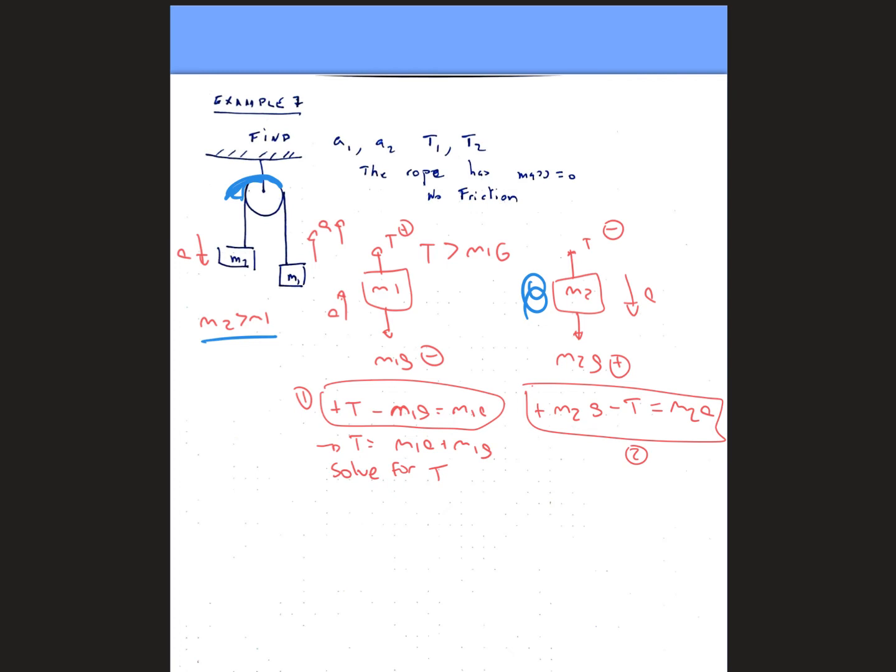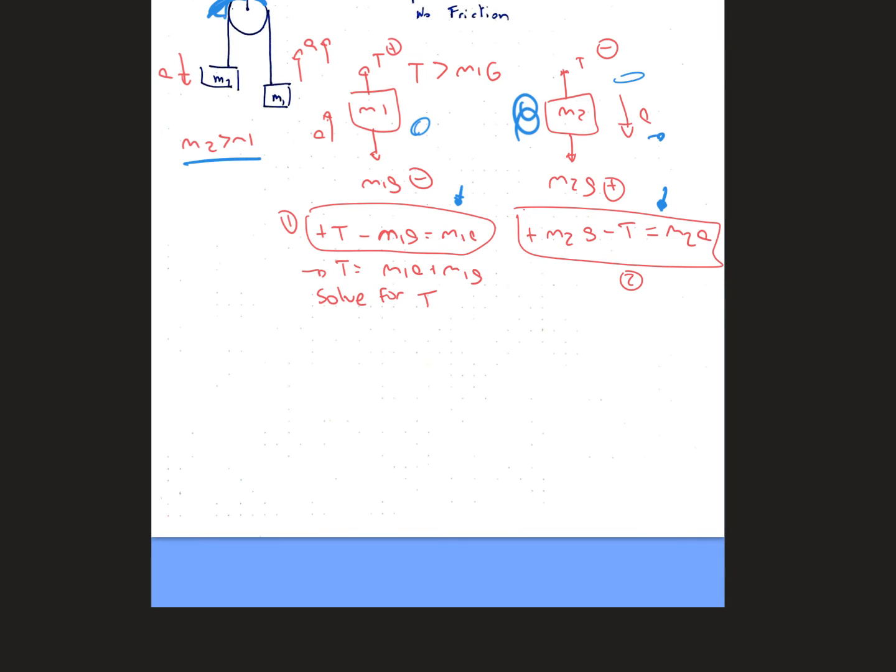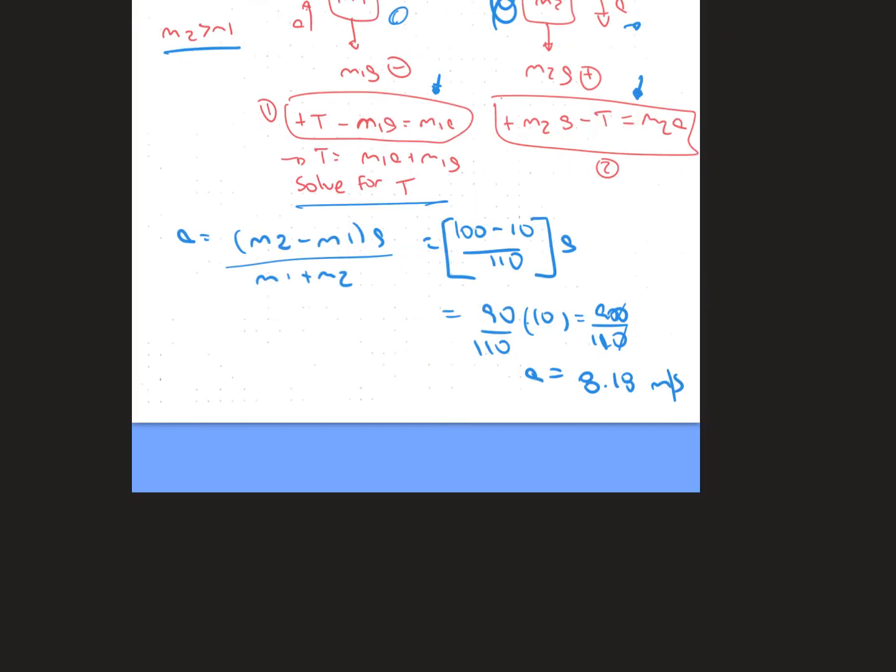On mass 2, the acceleration goes downward because of the tension, and on mass 1, the tension is positive because the acceleration is going upwards. Then we find these equations by doing the sum of all the forces on this mass and on this one. We also give a value for T, which is right here.